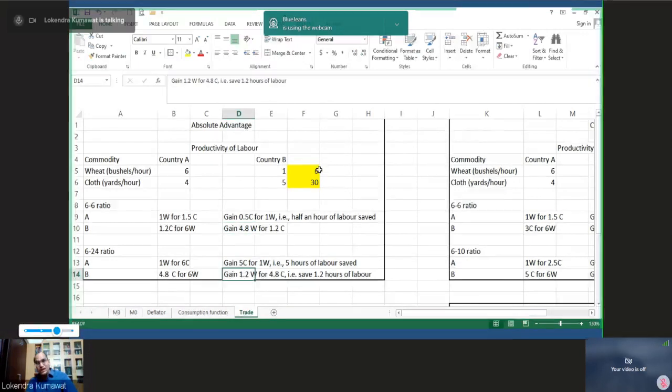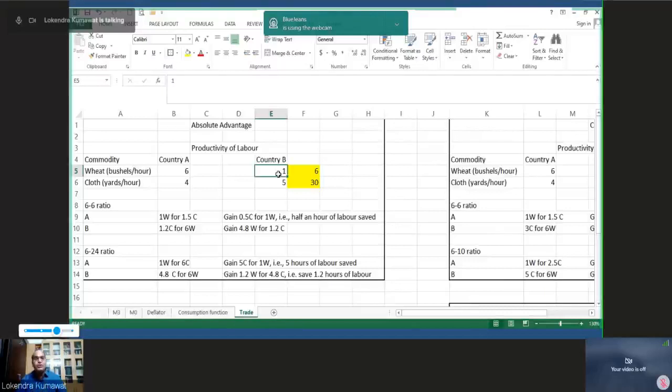So the closer this ratio is to 6 is to 30, the more is the gain to A. The closer this is to B, more is the gain to country B. Okay. In this example, it would appear that the trade is mutually gainful to the countries only if one country can produce more of the commodity.